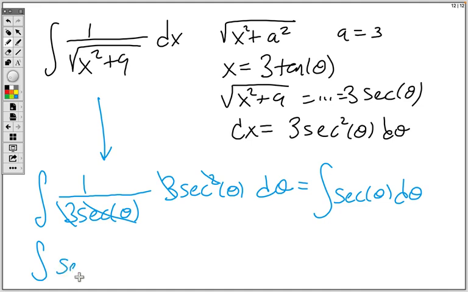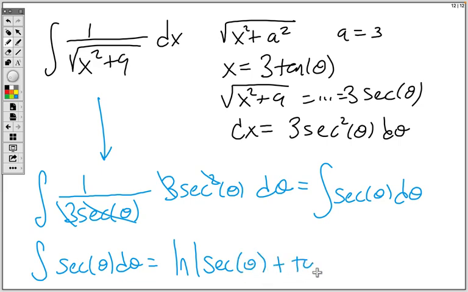And the integral of secant of theta d theta, that's one of those brand new integration formulas we talked about at the beginning of the course. That's a natural log of the absolute value of secant of theta plus tangent of theta plus c. So this is what it looks like here in the land of theta. What does it look like in terms of x's?